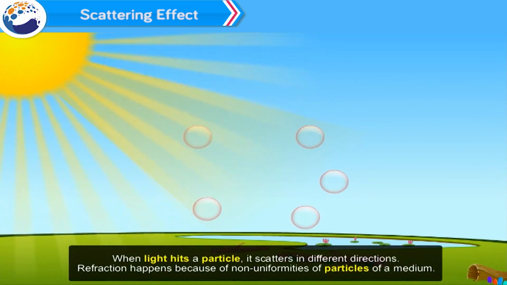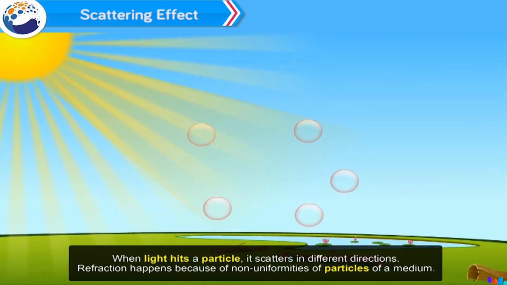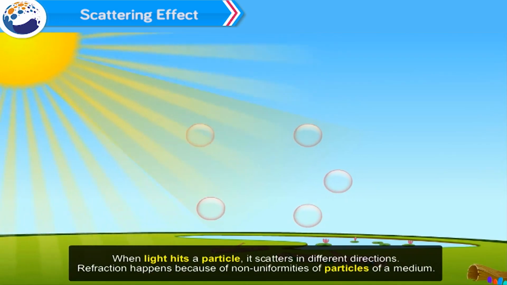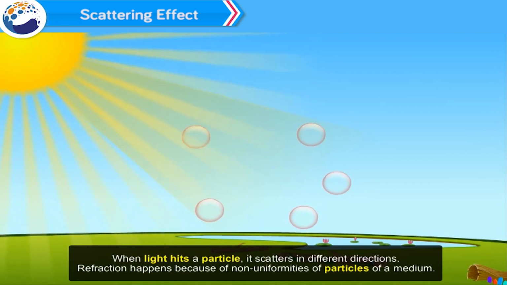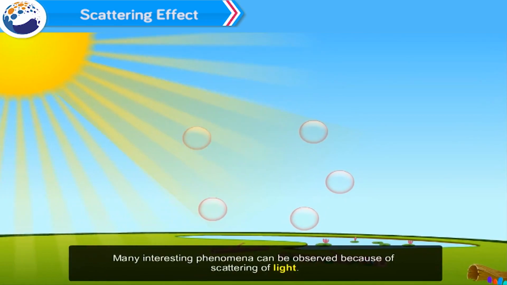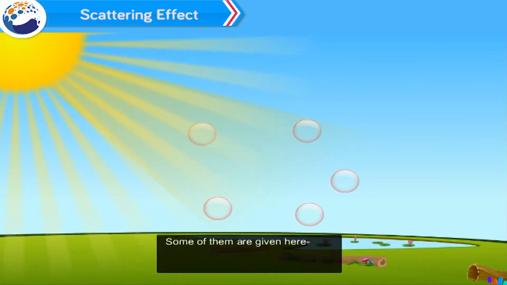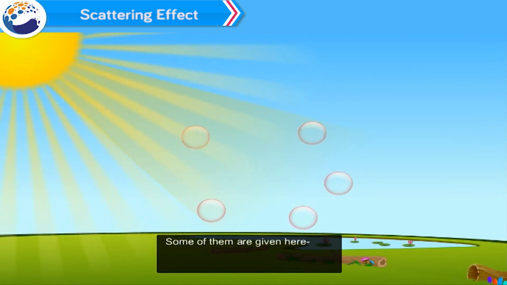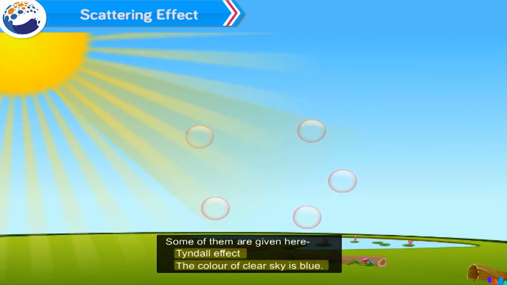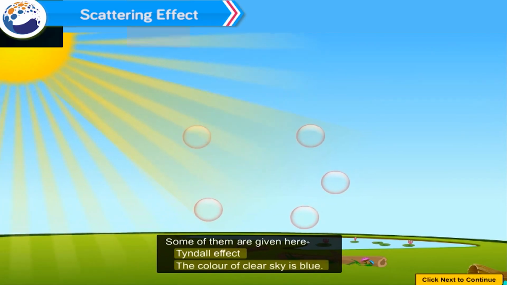When light hits a particle, it scatters in different directions. Refraction happens because of non-uniformities of particles of a medium. Many interesting phenomena can be observed because of scattering of light. Some of them are given here. Tyndall effect. The color of clear sky is blue.